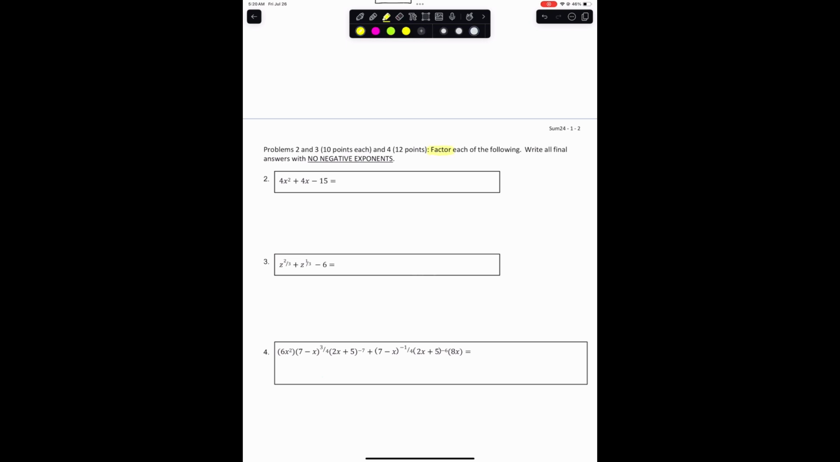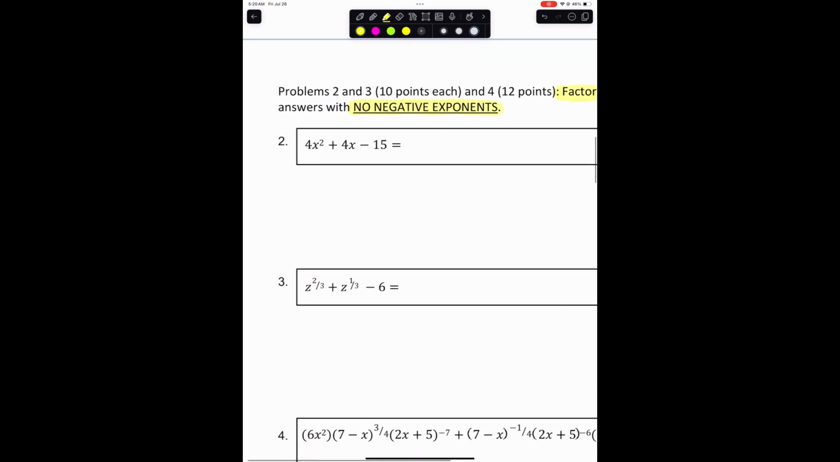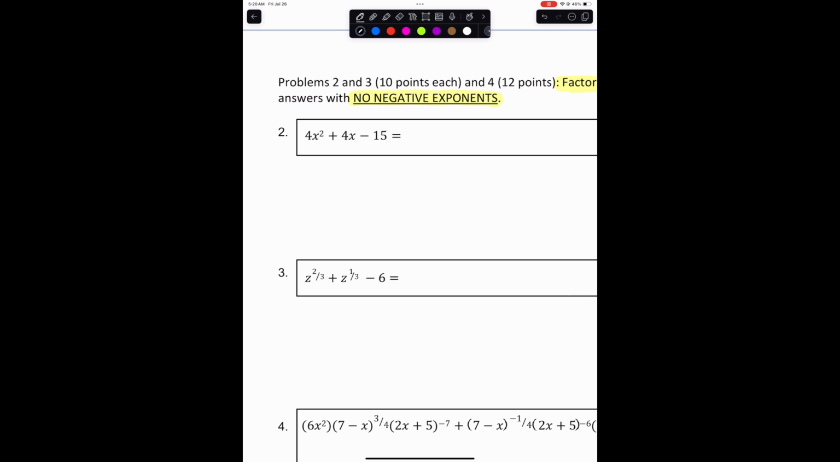Okay, and no negative exponents. So I want to notice for number 2 that I have, let me backtrack, a quadratic. This is a quadratic equation, a second degree polynomial, if you will, which means it's in the form of ax squared plus bx plus c.